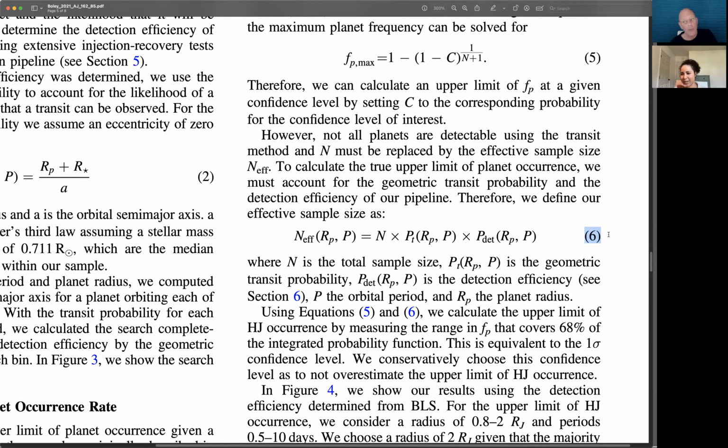Because for each bin it varies. So anyway, we were able to do this, and then we were able to get the upper limits of planet occurrence rates here. And that's the big money plot that you'll see.